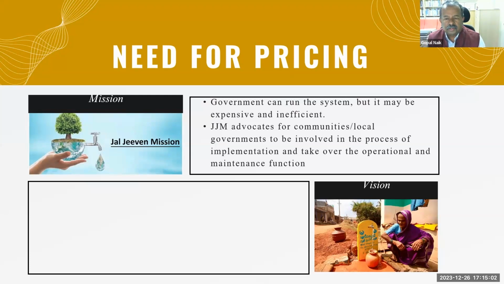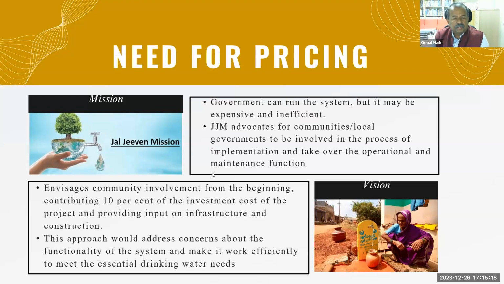So it is because of these reasons that JJM advocates for communities and local governments to be involved in the process of implementation and take over the operation and maintenance function. So the JJM envisages, therefore, involvement of the community from the very beginning, as I mentioned earlier, contributing 10% of the investment cost of the project and providing input on infrastructure and construction.